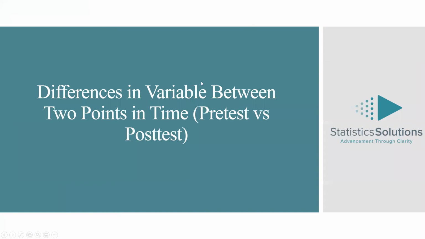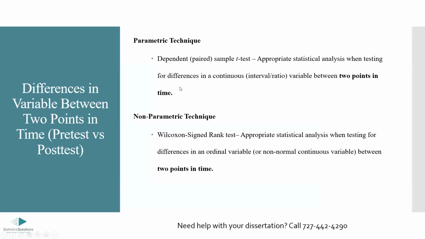Now we can test for differences in a variable between 2 points in time. So we're shifting from a causal comparative design to a longitudinal design. This is used when you are matching data, very similar to the spreadsheet we've been looking at. You have a pretest, you administer an intervention, and you bring back the same sample to take a post-test. This is when you run paired t-tests or Wilcoxon-Signed rank tests.